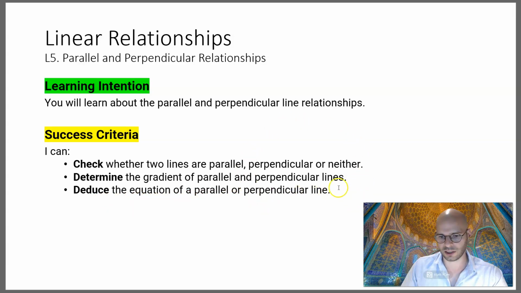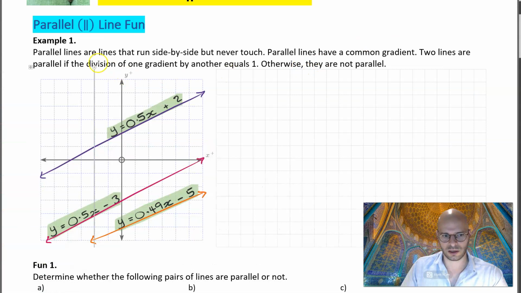For this video, we're going to start off with parallel, and then in the follow-up video, we'll have a look at perpendicular. Jumping into it. Parallel lines are lines that run side by side but never touch. Parallel lines have a common gradient. Two lines are parallel if the division of one gradient by the other equals 1. Otherwise, they are not parallel.